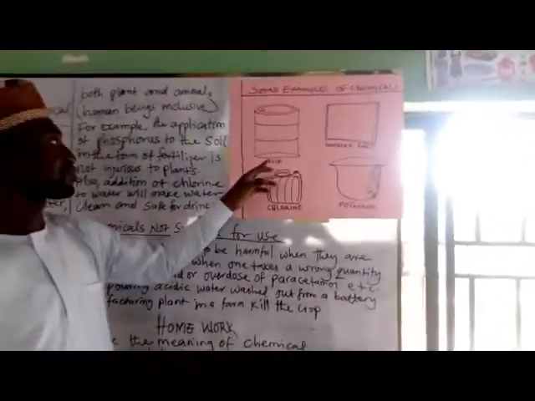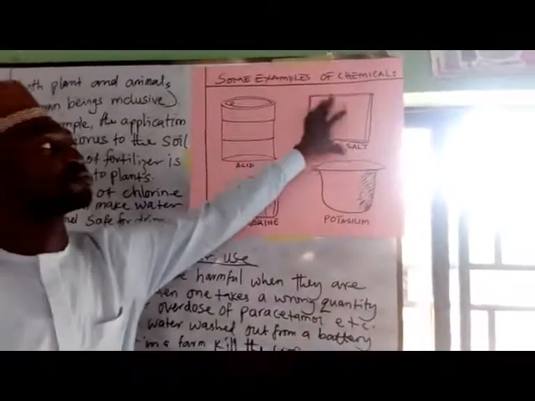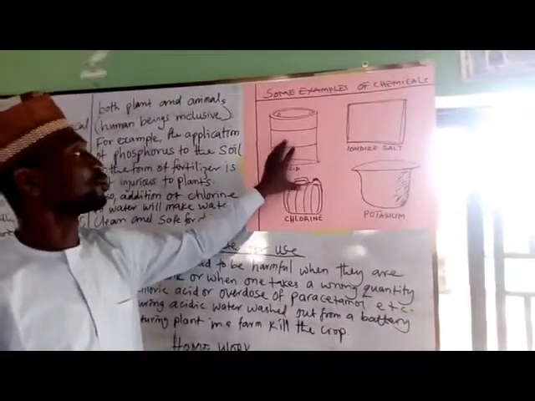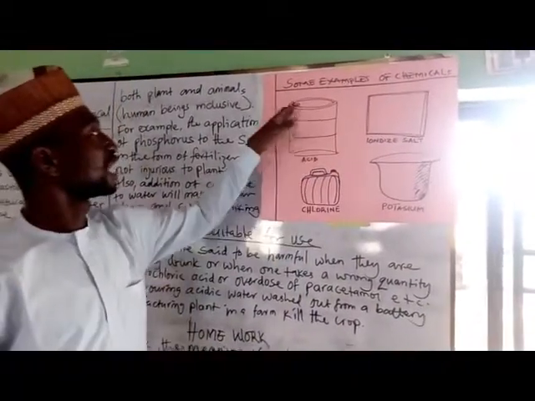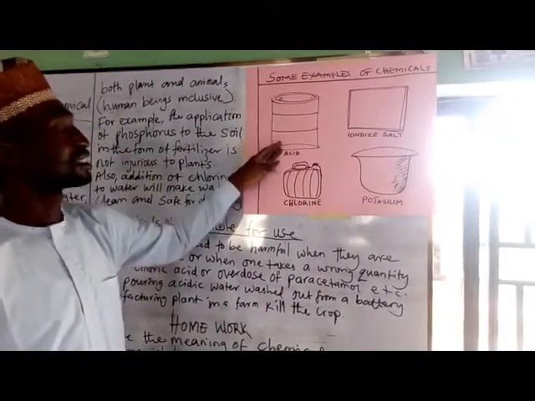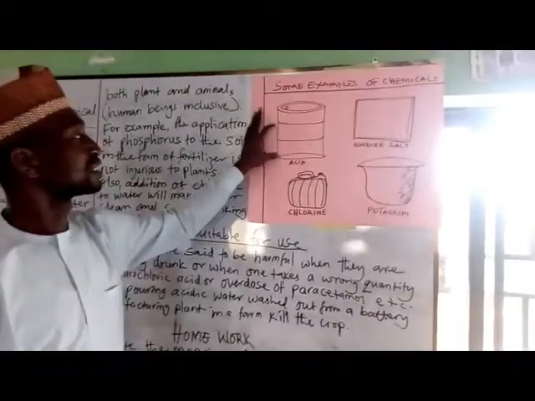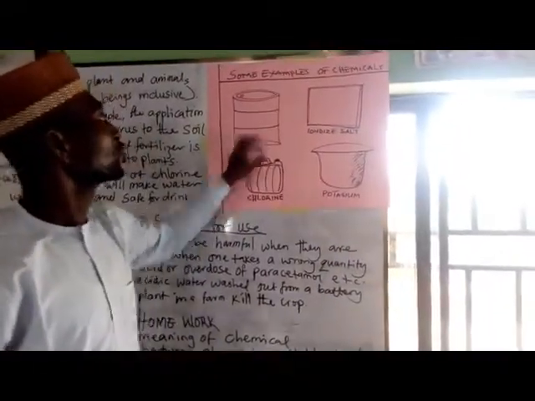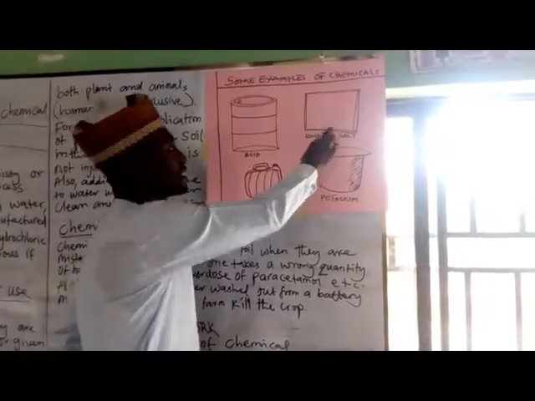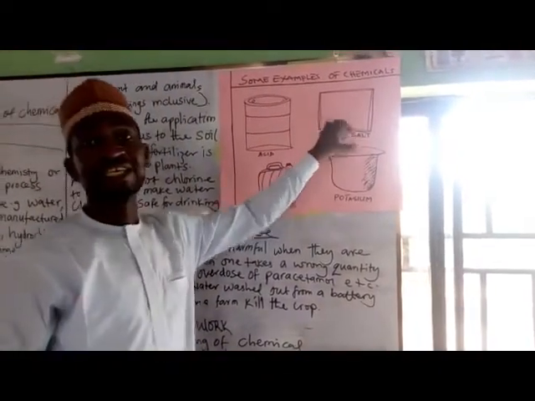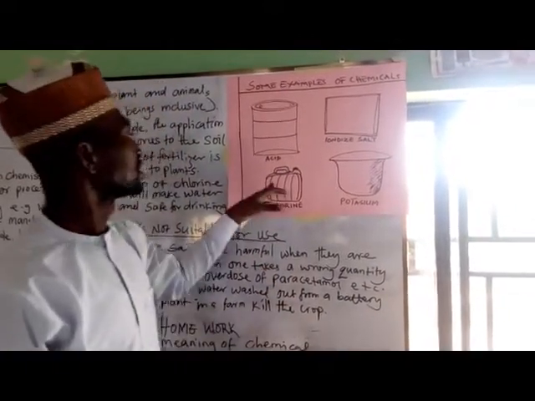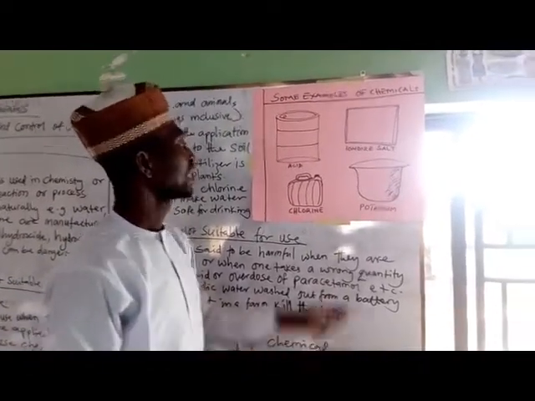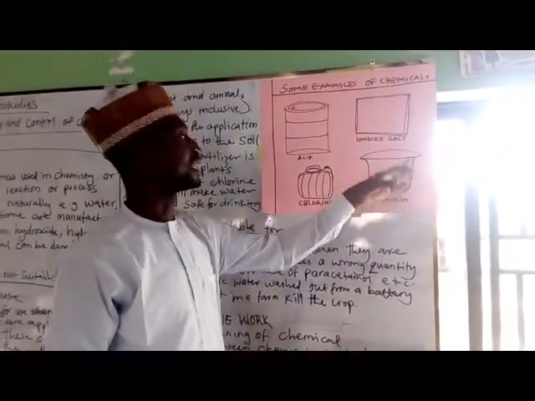That reminds me, these are some of the examples of the chemicals that are used both at home and industries. As you can see here, this is acid, a drum of acid that is used in a motor factory, and this is iodized salt that we apply in our food at home. This is chlorine that we use in purifying our water for drinking, and also potassium that we use in the cooking process.